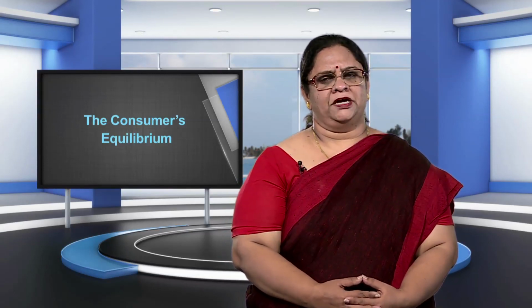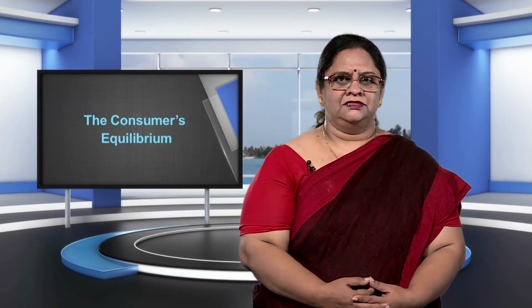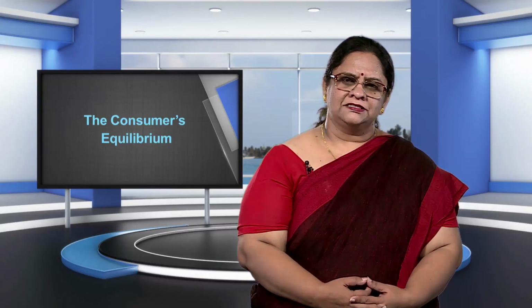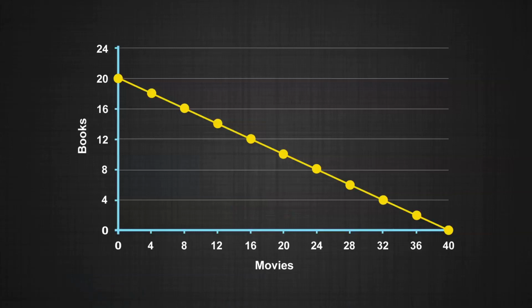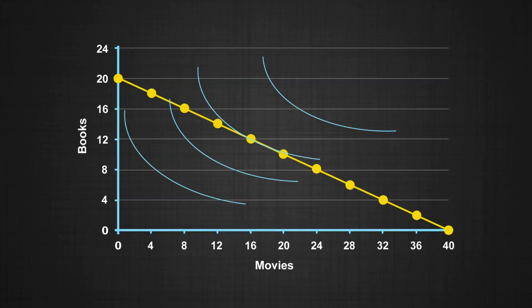Superimposed on this budget set is a consumer's indifference map. This represents the consumer's preferences. The consumer will try to achieve the highest level of satisfaction that he can achieve given his budget, given the prices of the commodities, and given his preferences. Notice that the highest possible indifference curve that the consumer can reach is the one that just touches or is tangent to the budget line.